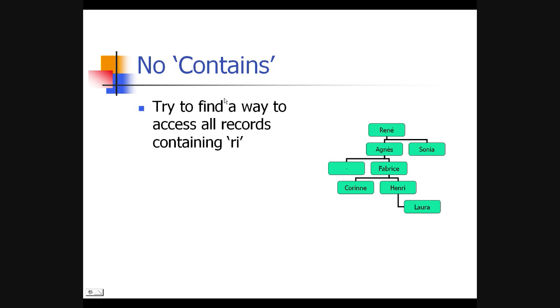Okay, so we're going to use the same method that we used for finding the record Fabrice. Is the first one containing RI? No. Is RI before or after René? It's neither before nor after. So it means that first you have to check the left side, then the right side. So is it in Agnès? No. Is it in Sonia? No. Next level. Is it in Fabrice? Well, isn't that one is empty? Fabrice, RI? Yes. This one is an answer.